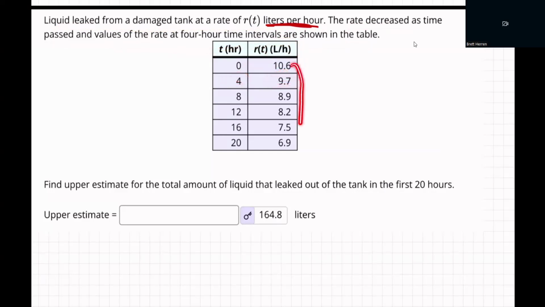And it just kept going down. It leaked out slower and slower and slower, some damaged tank. Okay, that's how it works, right? So now what are we supposed to do? Find an upper estimate. That's an important word for how much leaked out of the tank in the first 20 hours.